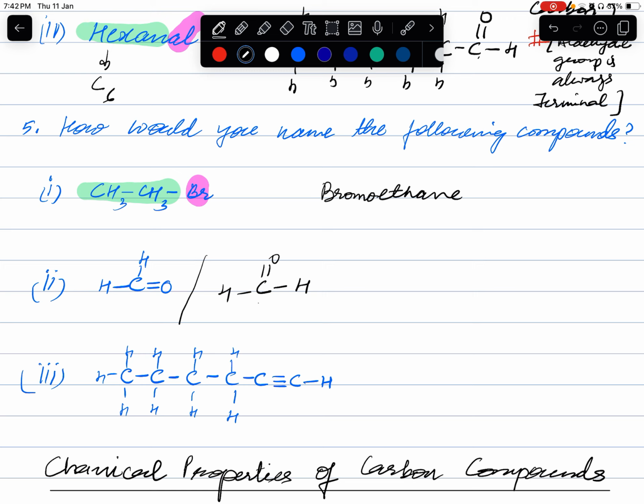We have only one carbon. So for one carbon, it is a derivative of methane. Now from methane, we remove the E. And for the aldehyde group, we write the suffix "al". So the name of the compound is methanal.